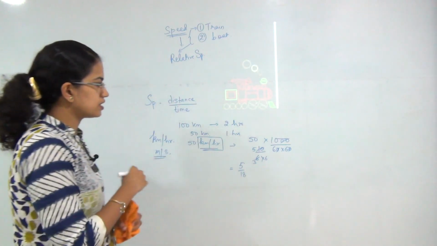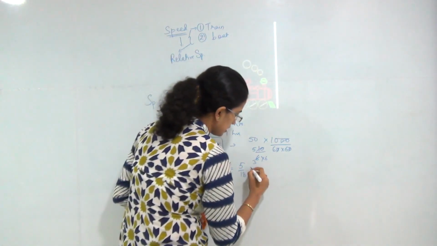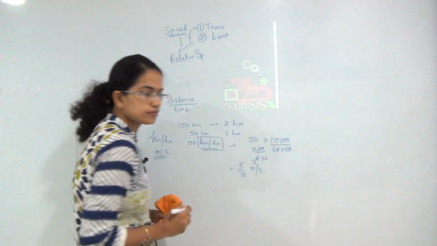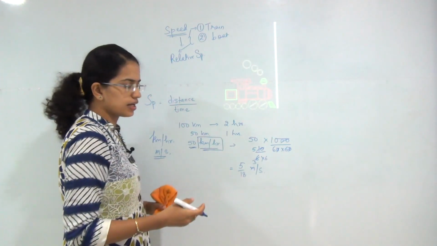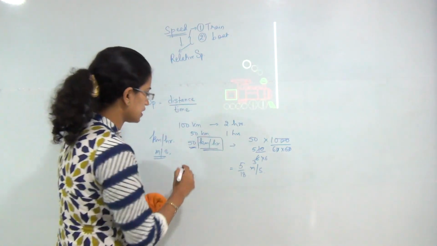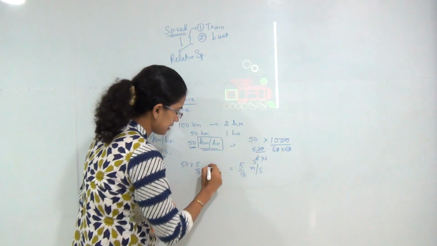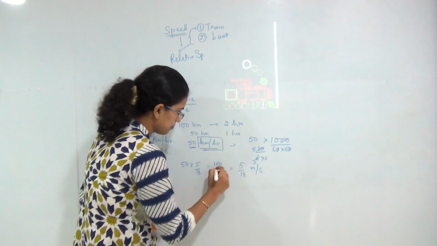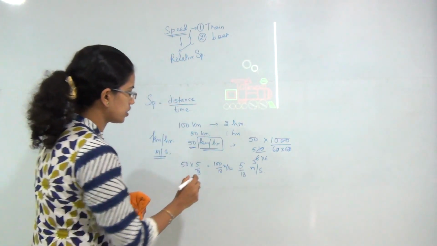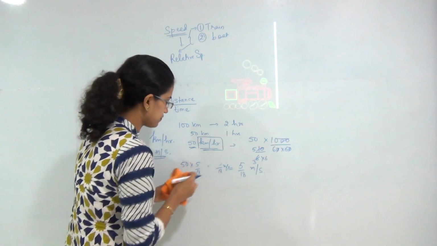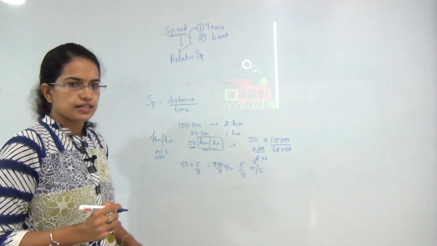So if I convert kilometer per hour into meter per second, I can say it's 5 by 18 meter per second. So if I have any value, say 50 kilometers per hour, I want to convert it into meter per second, I can directly use the formula 50 into 5 by 18, and that would give me 100 by 18 meter per second. Sorry, not 100, 250 by 18 meter per second.